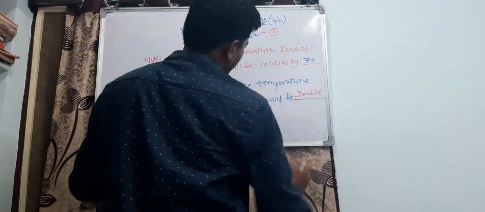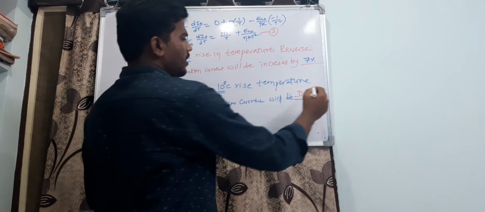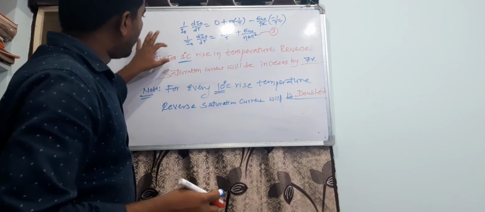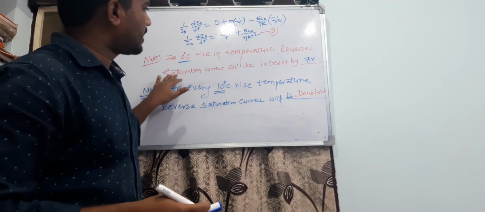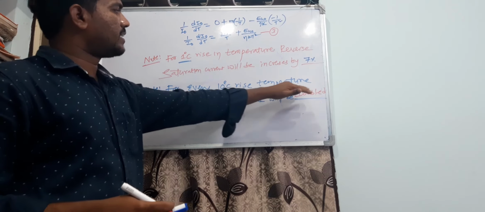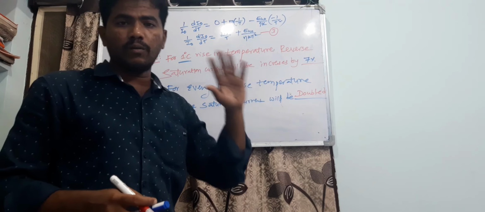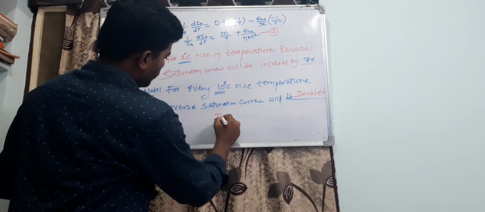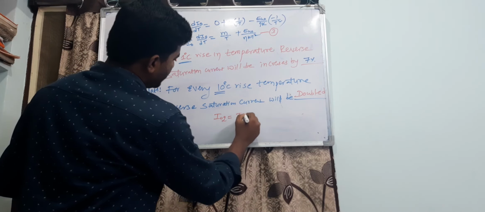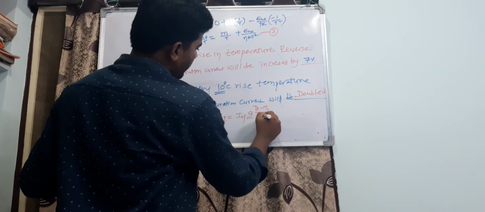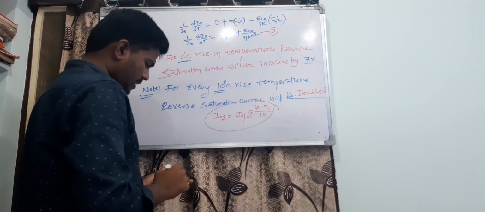The question may ask like this, or the question may ask like this. You have to remember. Okay. So here for 1 degree rise in temperature, the reverse saturation current will be increased by 7%. But for every 10 degree rise in temperature, the reverse saturation current will be doubled. So there is one more formula, that is I02 is equal to I01 into 2 power (T2 minus T1) divided by 10. So what is this?